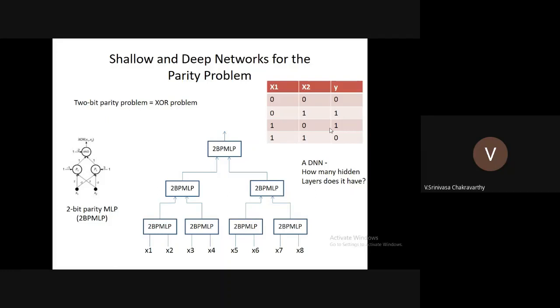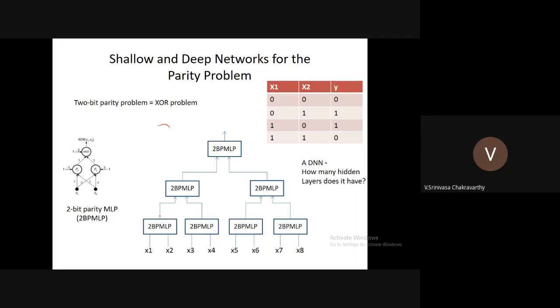How do you do that? Look at this tree structure. I hope you can see the mouse moving. X1 and X2 are fed into one module. Each of these modules is a 2-bit parity problem. And you know that you can solve the 2-bit parity problem using an MLP, which we have done in one of the previous classes. X3 and X4 are given to another 2-bit parity module, X5 and X6 to another, and X7 and X8 to another 2-bit module.